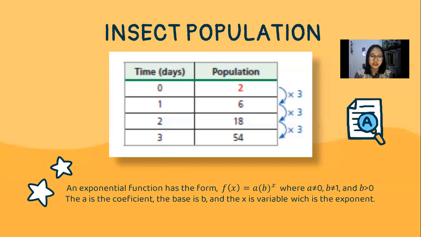So we can conclude that an exponential function is a function that has the form f(x) = a × b^x, where a is not equal to 0, b is not equal to 1, and b is greater than 0. The a in there is the coefficient, the base is b, and x is the variable, which is the exponent.